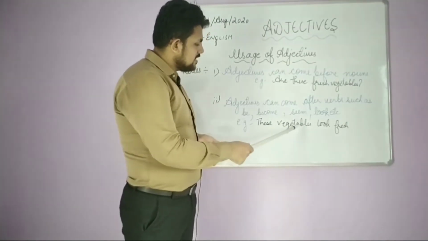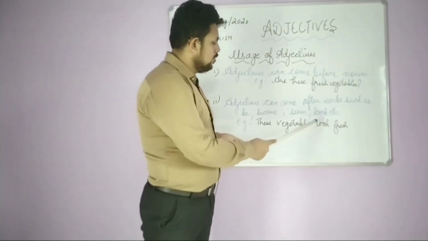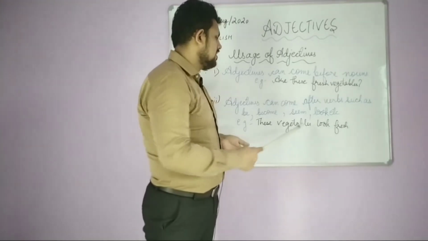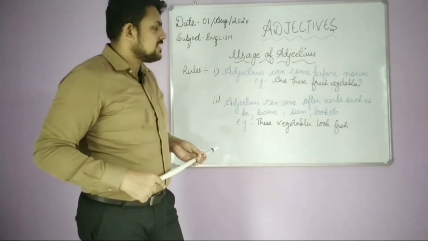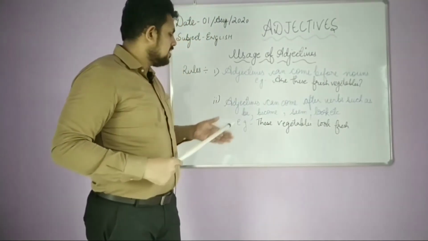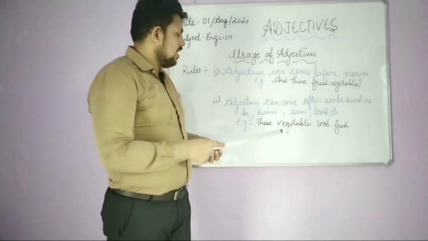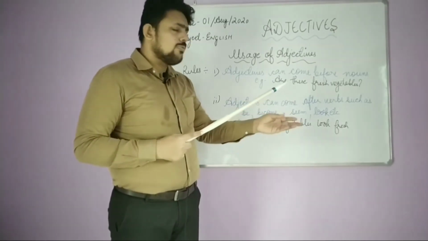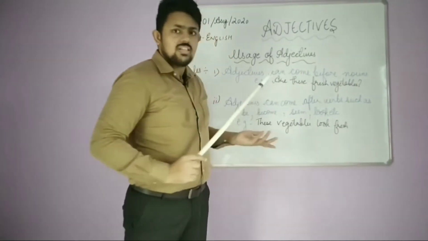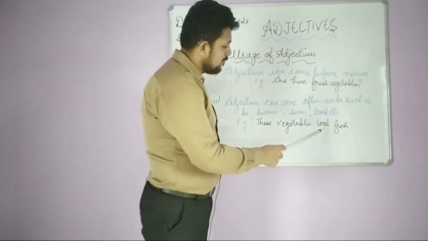These vegetables look fresh. So here we have used the verb look. So the adjective has come after the verb. It has not come before the noun, but it has come after the verb. And it is doing its work. What is it doing? It is modifying the noun. How? These vegetables look fresh. So the quality of the noun is here fresh. So the adjective is doing its work, but it is doing it by coming after the verb.